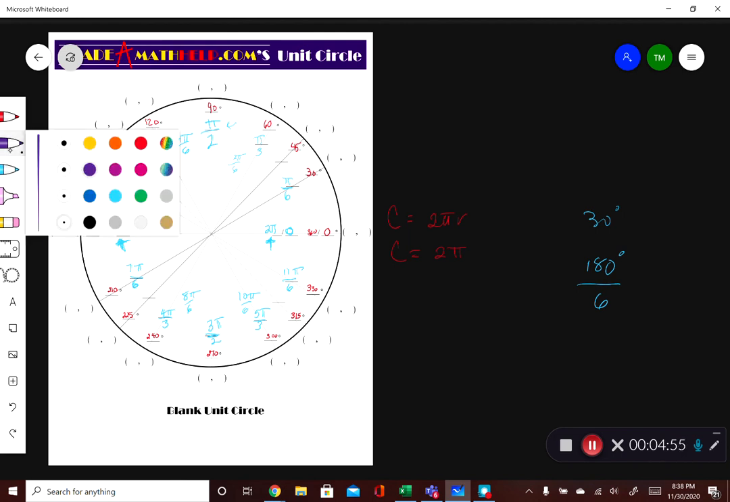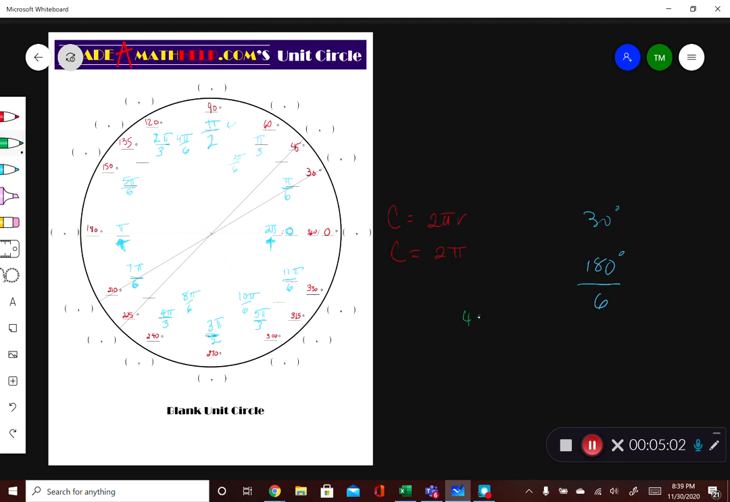So now we're going to look at the 45 degree angles. Now 45 degrees is what portion, or what fraction of 180? Well, it's 180 divided by 4. So 45 degrees is going to be pi over 4. And then if we double that, we're at 90 degrees, which is 2 pi over 4, which we see reduces to pi over 2. And then we have 3 pi over 4.